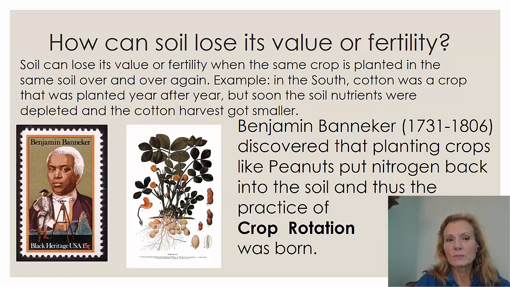So Benjamin Banneker was a scientist, and he discovered that planting crops like peanuts, which is a legume, can put nitrogen back into the soil. And that's where the practice of crop rotation came from. So he figured out that if you don't plant the same crops over and over again in the same soil, but you plant something different like legumes or peanuts, that puts certain nutrients back into the soil.